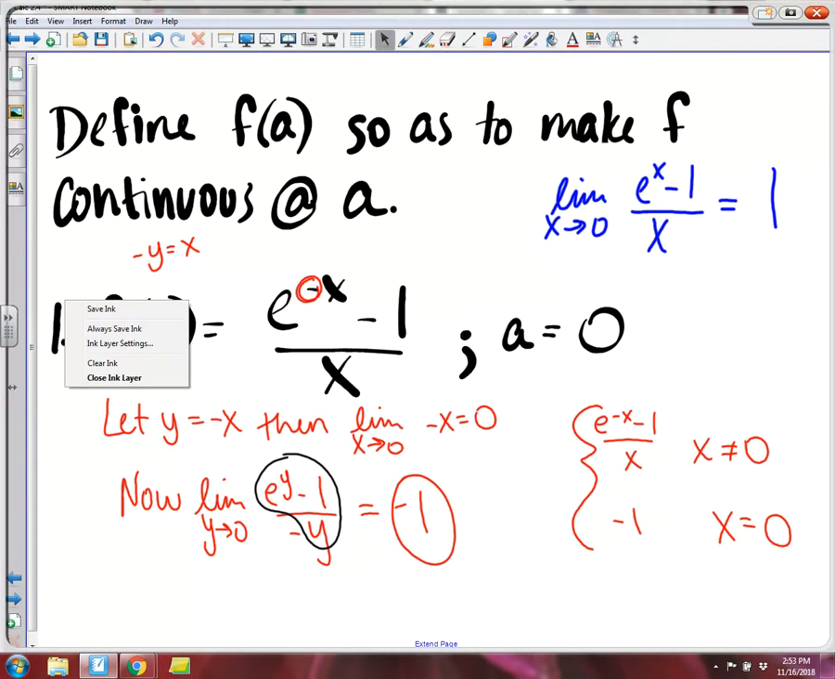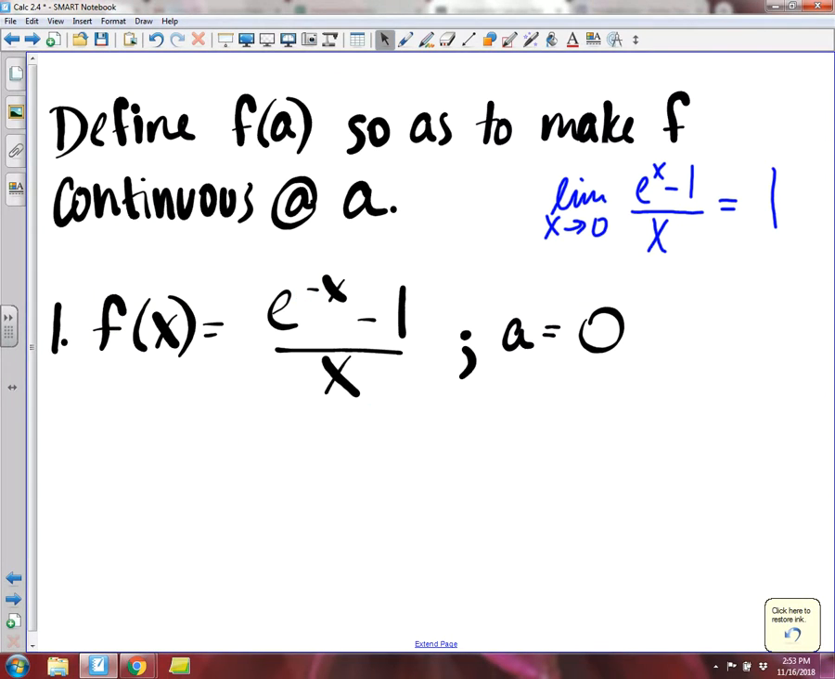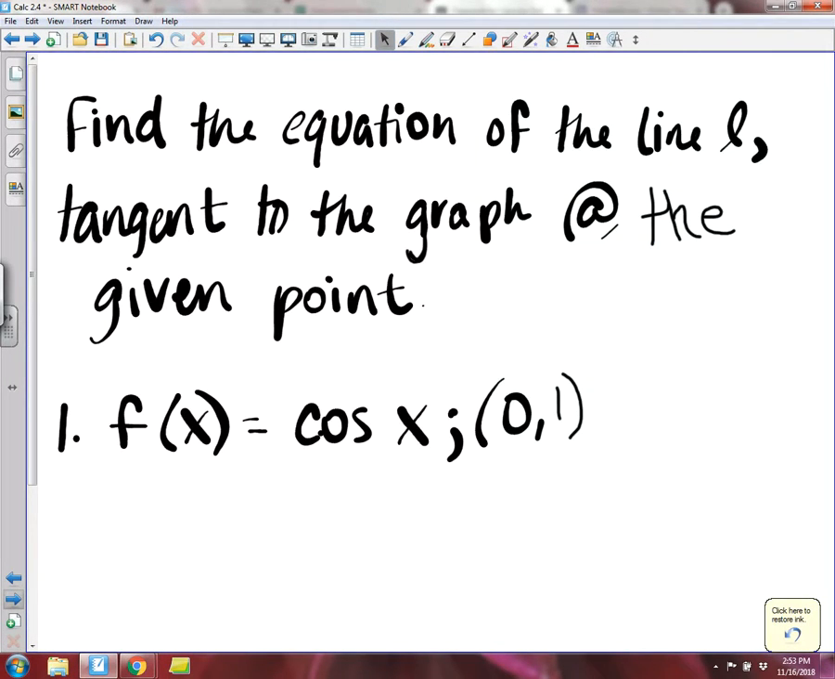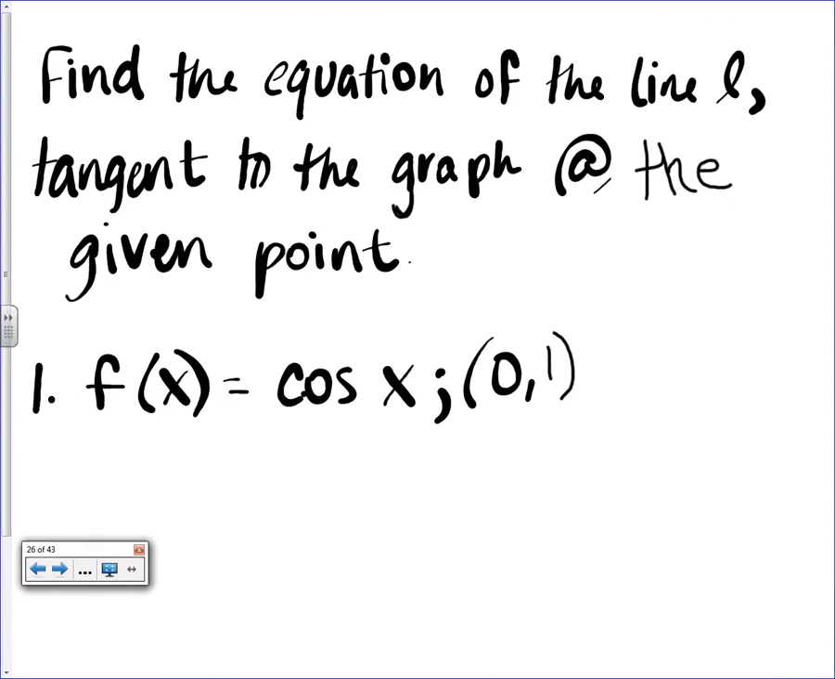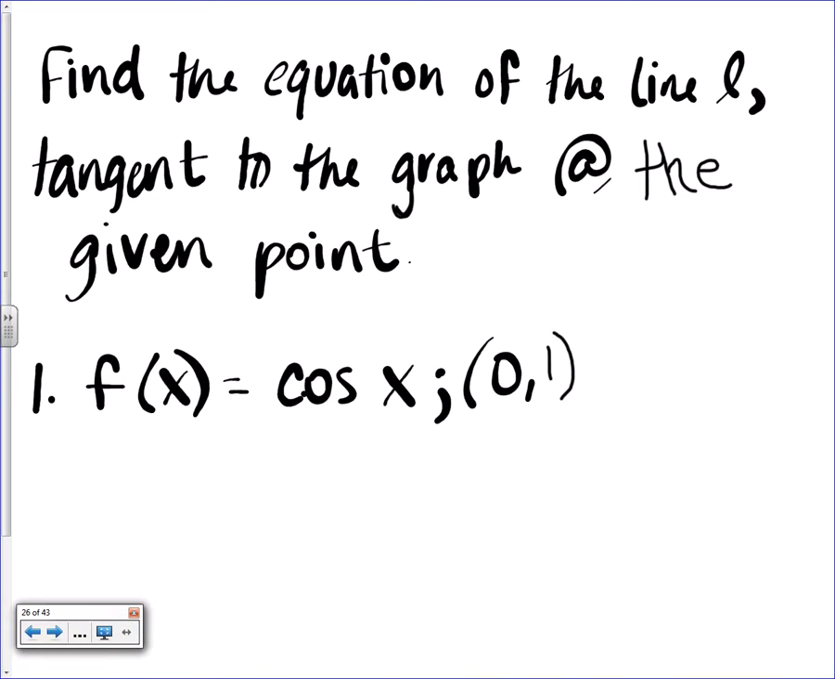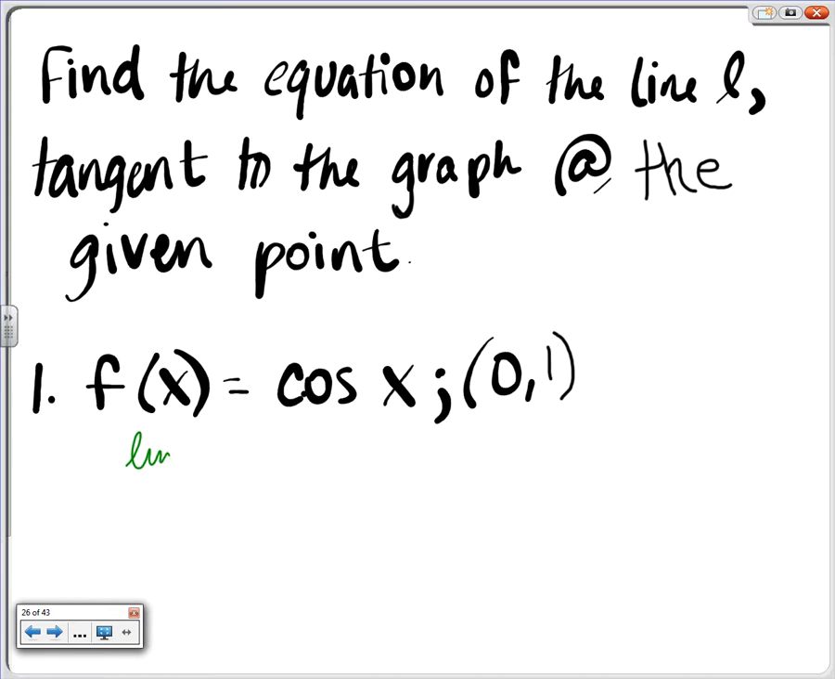Let's remember how to make the equation of a line. Find the equation of a line L tangent to the graph at the given point. If I want to make an equation, I need to have a slope, and then I'll find a y-intercept. Remember, slope is rate of change, and rate of change is a limit. So I am going to be finding a limit as x approaches a of (f of x minus f of a) all over (x minus a).